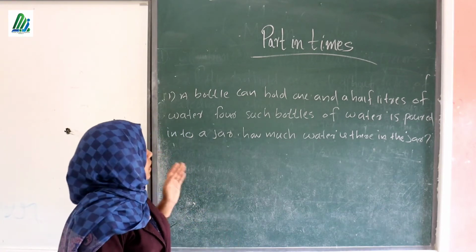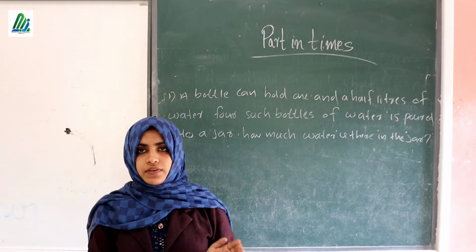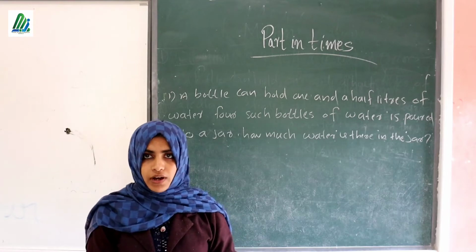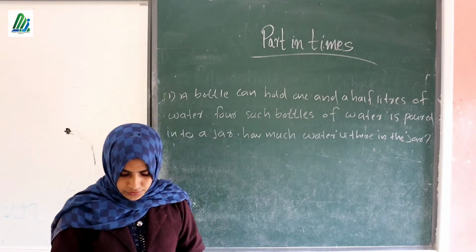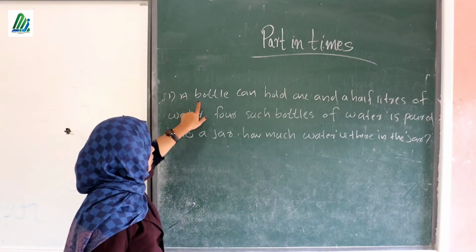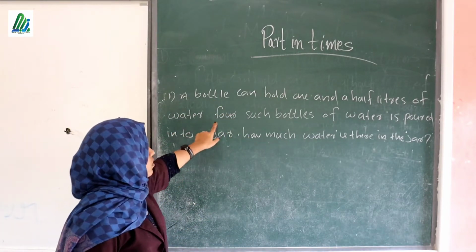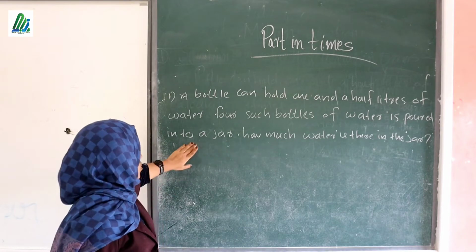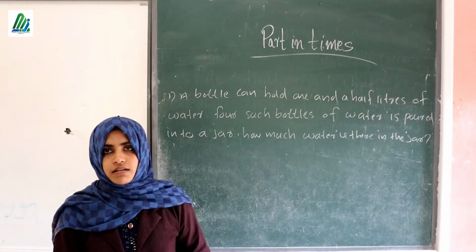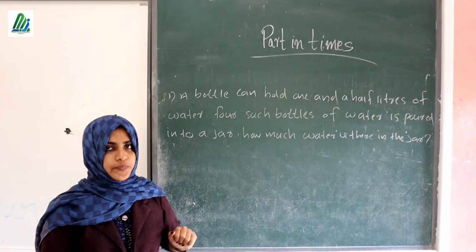Another topic, fractions multiplication. In this topic we are going to discuss around 5 questions. The first question is, a bottle can hold 1.5 liters of water. Then 4 such bottles of water are poured into a jar, and how much water is there in the jar? So this is the question.